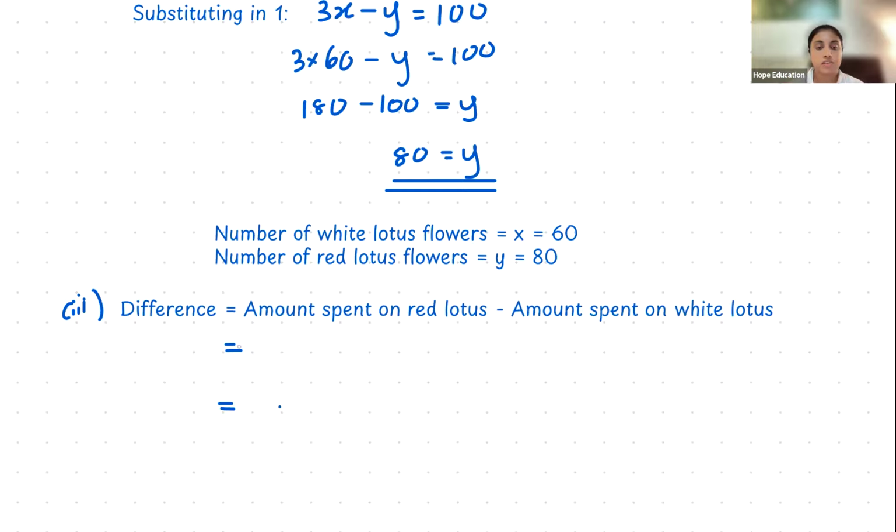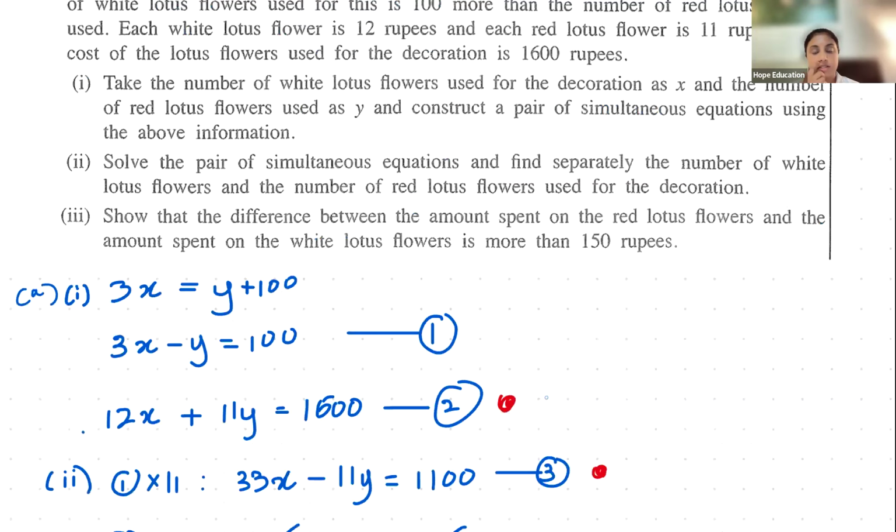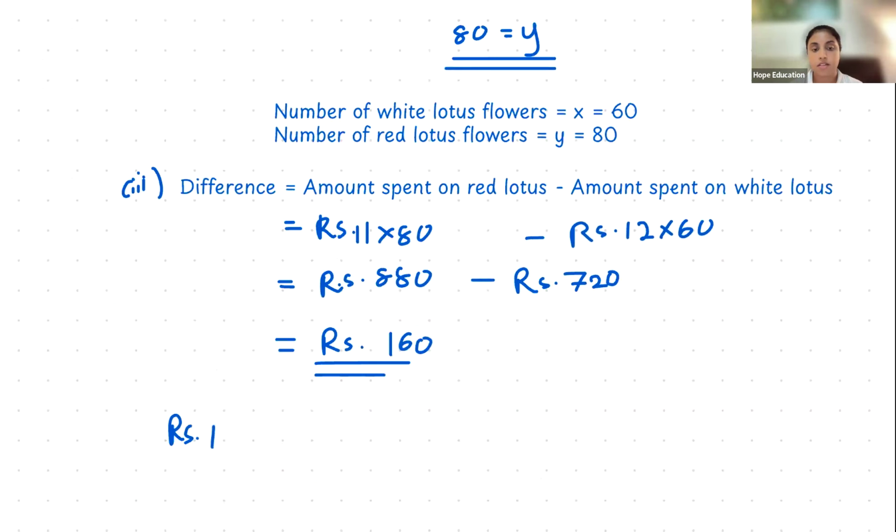Okay. So red lotus 11 and we have 80 red lotus. One white lotus flower is 12 and we have 60 white lotus flowers. So here we get 880, minus here we get 720. What they're asking us to prove is that the difference is more than 150 rupees. We'll see. So we get 160. So then we have to write 160 is greater than 150. That is what they want you to show.